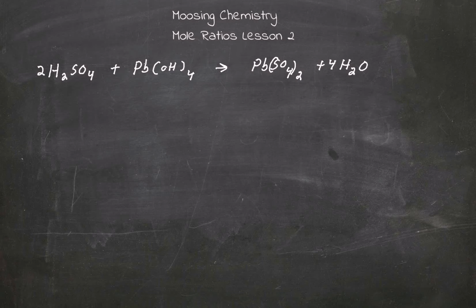This lesson's on mole ratios. Okay, we'll take this balanced equation. It looks like sulfuric acid plus lead hydroxide yields lead sulfate plus water. Please notice that there are coefficients of 2 here. There's nothing here, but that's considered to be a 1. There's also nothing there, so that's considered to be a 1, and here's the coefficient of 4.